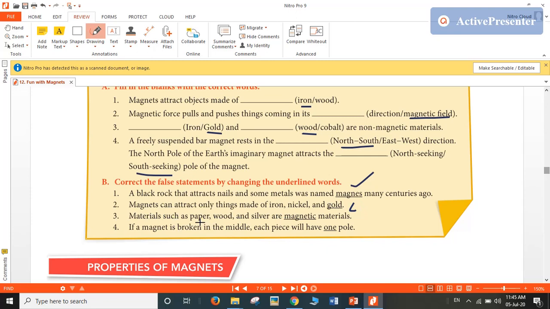Materials such as paper, wood and silver are non-magnetic materials. If a magnet is broken in the middle, each piece will have two poles because a single pole will never exist.